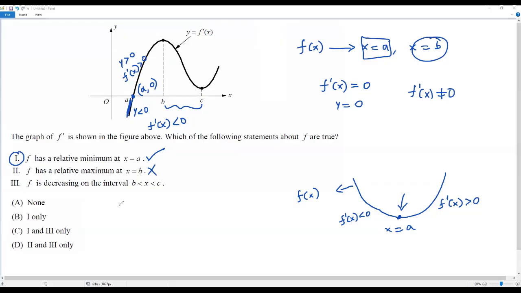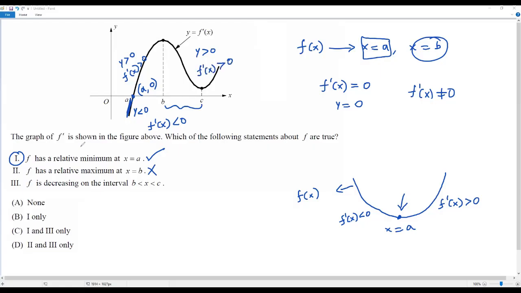Actually, in this interval b less than x less than c, we find the graph of f prime of x above the x-axis. So if I consider any point over here between b and c, the value of y is positive because we find the graph above the x-axis. Above the x-axis, always the y coordinate is positive. So if y is greater than 0, then f prime of x must be positive. That is, f prime of x must be greater than 0.